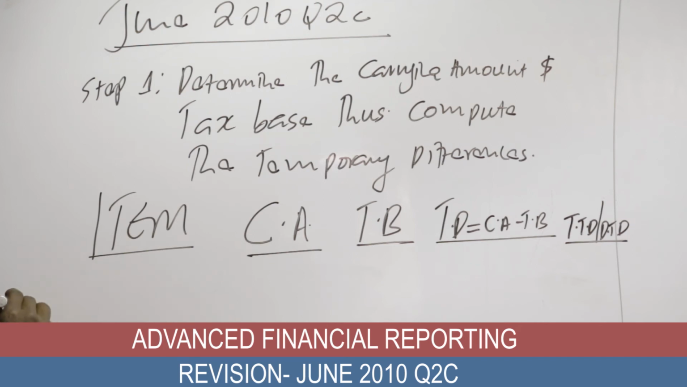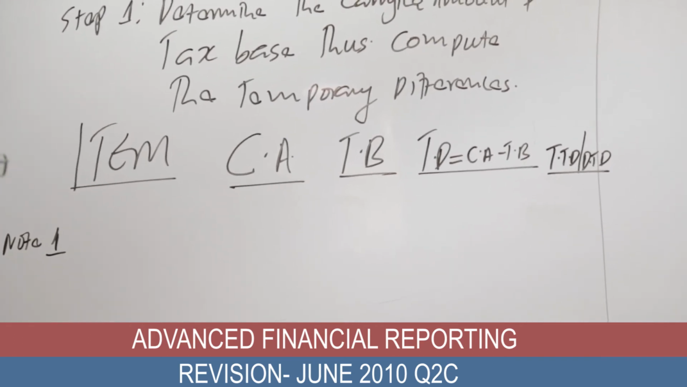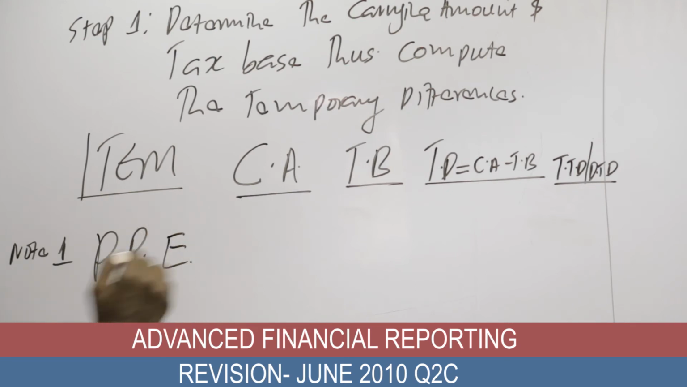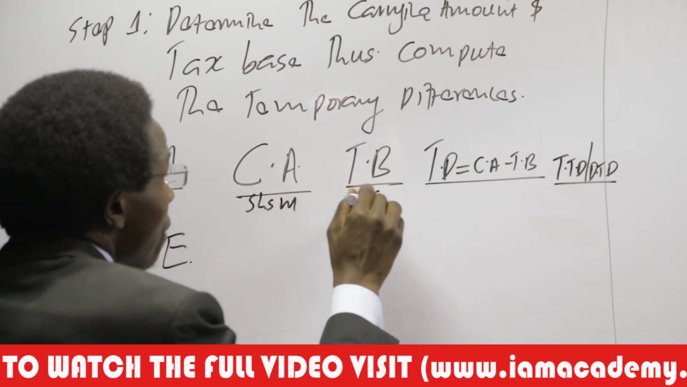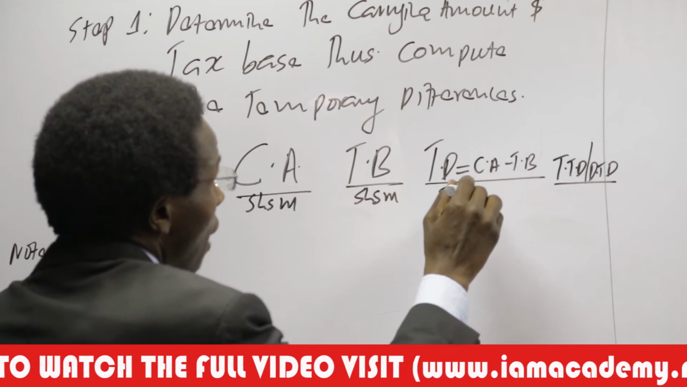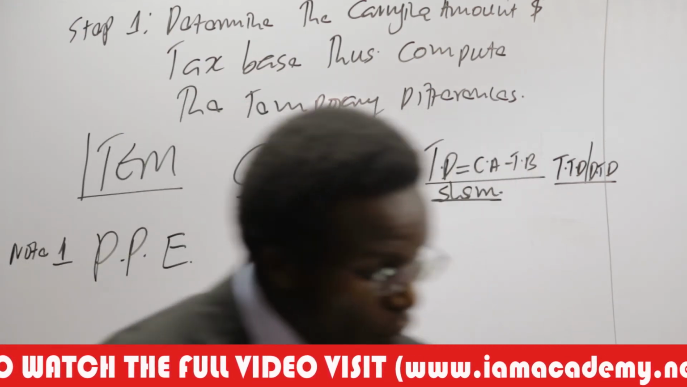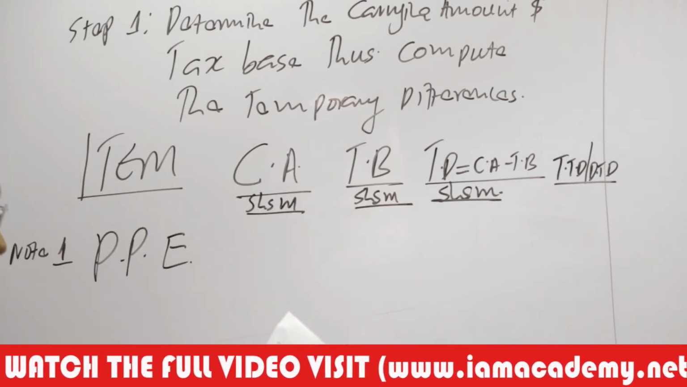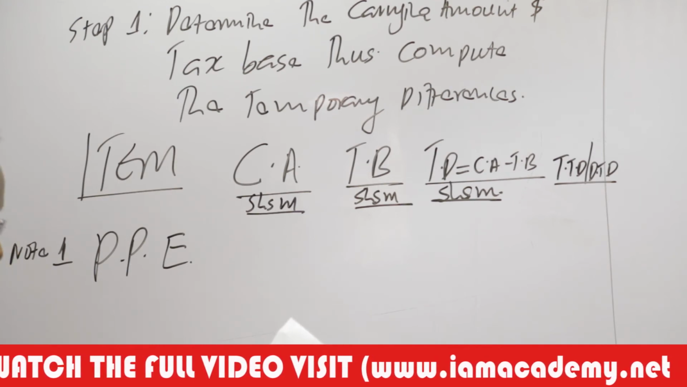Now, I will start with note number 1. In note number 1, as we have noticed, is property, plant, and equipment. Our figures are in millions. Now, in note number 1, we have been told property, plant, and equipment as a cost and a revalued amount of 100 million and accumulated depreciation of 18 million.